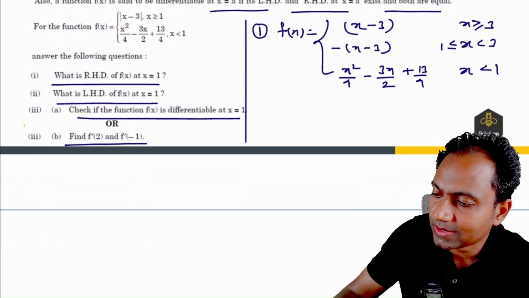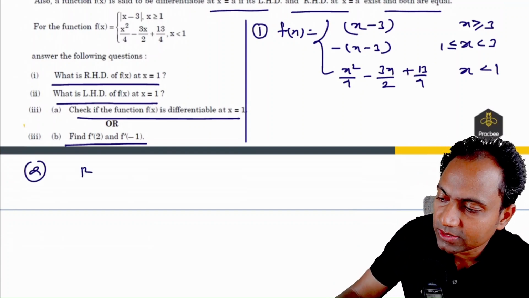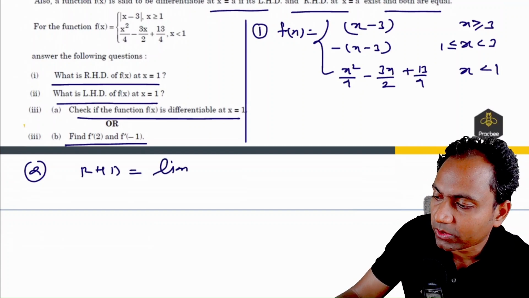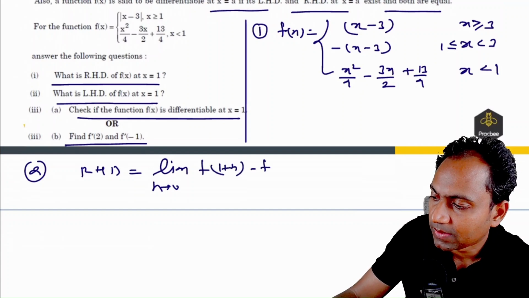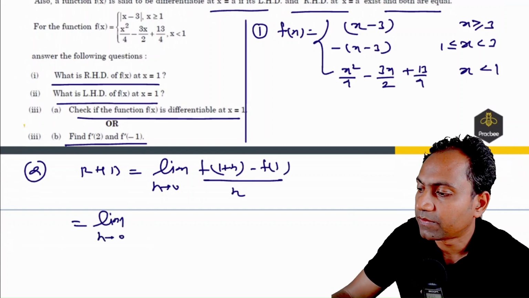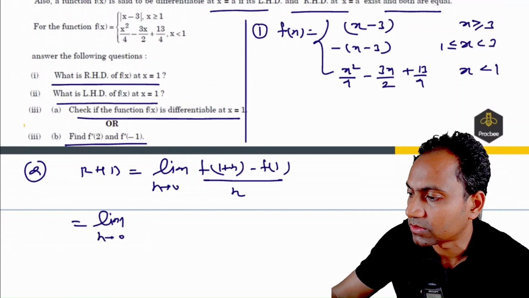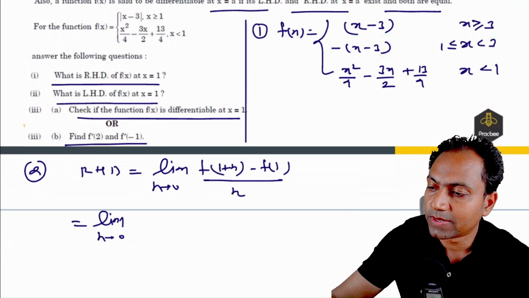So how to do it in the next step? What you are going to do next is find the value of RHD at 1, this is our first part. So RHD at the point 1 is limit h tends to 0, f of 1 plus h minus f of 1, by h. If I take f of 1 plus h, the 1 plus h will go into the middle part of the function. It will go here. So now let us see this.